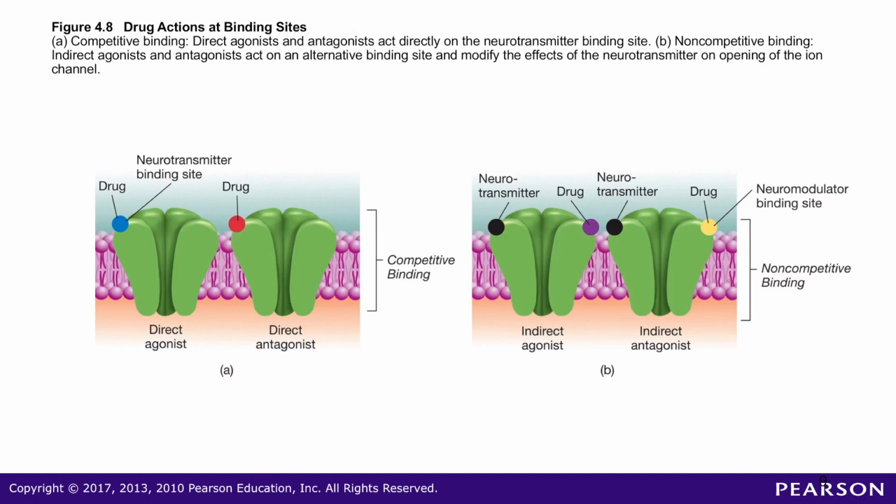When we look at non-competitive binding, we see that the drug has its own binding site on the receptor. The drug can then enhance, in the case of an agonist, or decrease, in the case of an antagonist, the ability of the neurotransmitter to activate the receptor, potentially by changing binding affinity or something of that nature.